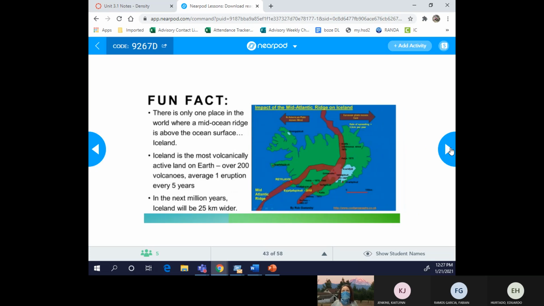Fun fact, one of my favorite places ever, Iceland is the only place where the mid-ocean ridge breaks the surface plane of the ocean. It's the most volcanically active land on Earth, so I could drive around this island in less than a day, but there's still over 200 volcanoes and an average of 1 eruption every 5 years. In the next million years, Iceland will be about 25 kilometers wider.